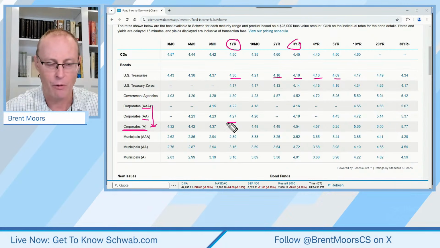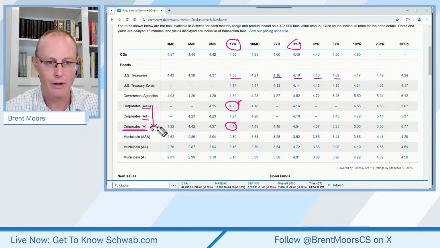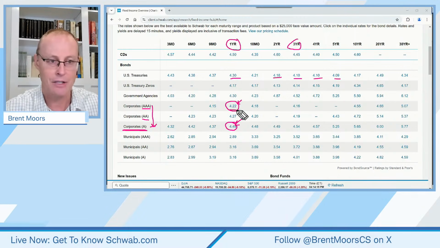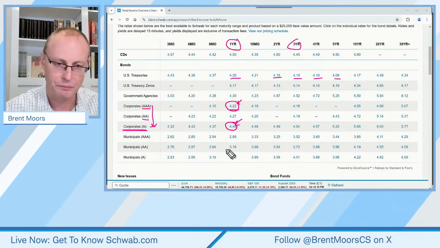So you can compare the rate on an A versus a AAA. You probably have a greater chance of being repaid properly with the AAA than an A, and therefore the company doesn't have to pay you as much.